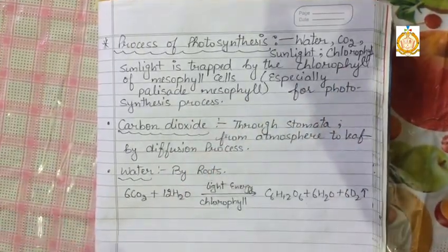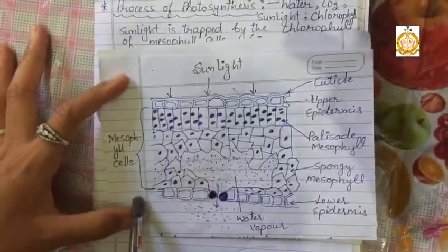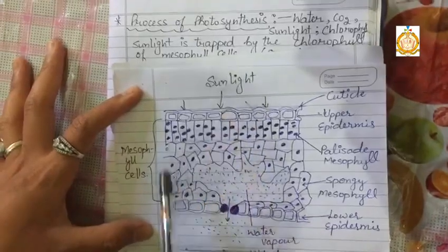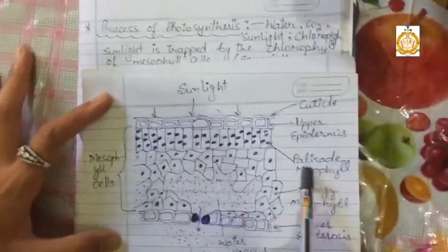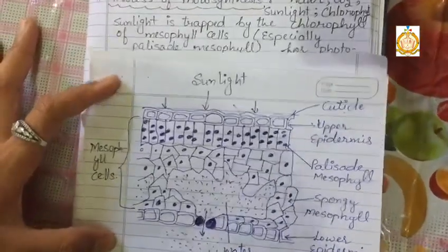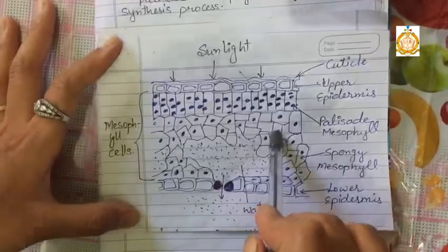In the leaves, the mesophyll cells are present, and the outer surface of the leaves is trapping the sunlight. And in the mesophyll cells, if we talk about palisade mesophyll cells, the upper layer of mesophyll cells is trapping that sunlight, and due to that sunlight, they carry out the photosynthesis process.